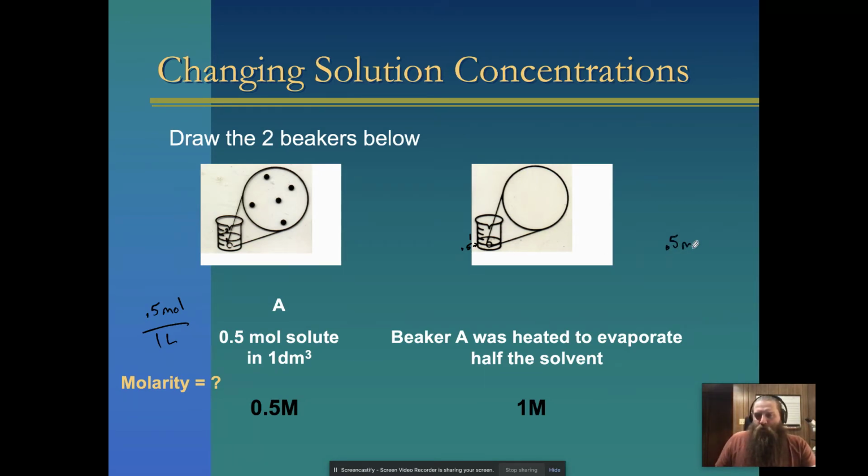We still have 0.5 moles because the solute didn't go anywhere, right? All we did was evaporate solvent. We now have half of the liters we started before. So 0.5 divided by 0.5 gives me 1 molar. So I have a 1 molar solution.